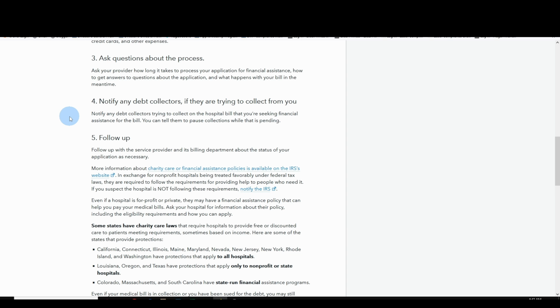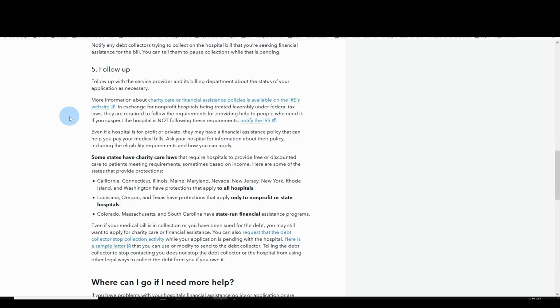Notify any debt collectors if they're trying to collect from you. Notify any debt collectors trying to collect on the hospital bill that you're seeking financial assistance for the bill. You can tell them to pause collection while this is pending. Follow up with the service provider and their billing department about the status of your application as necessary.